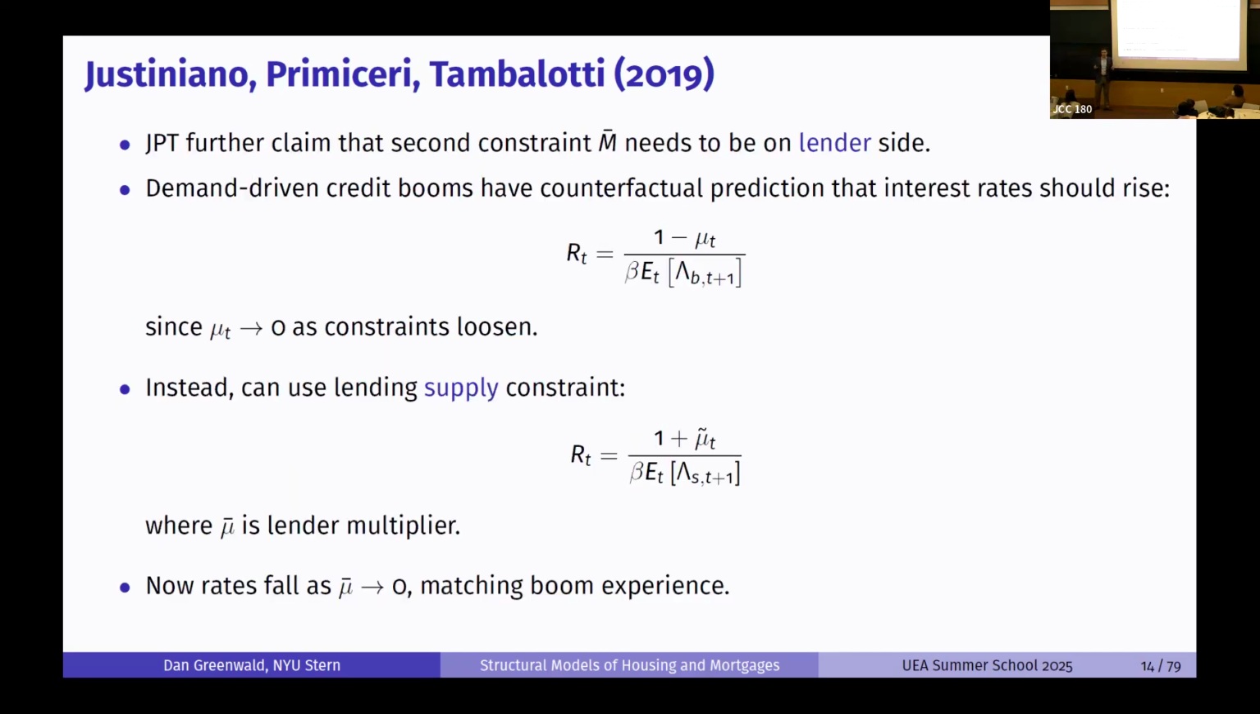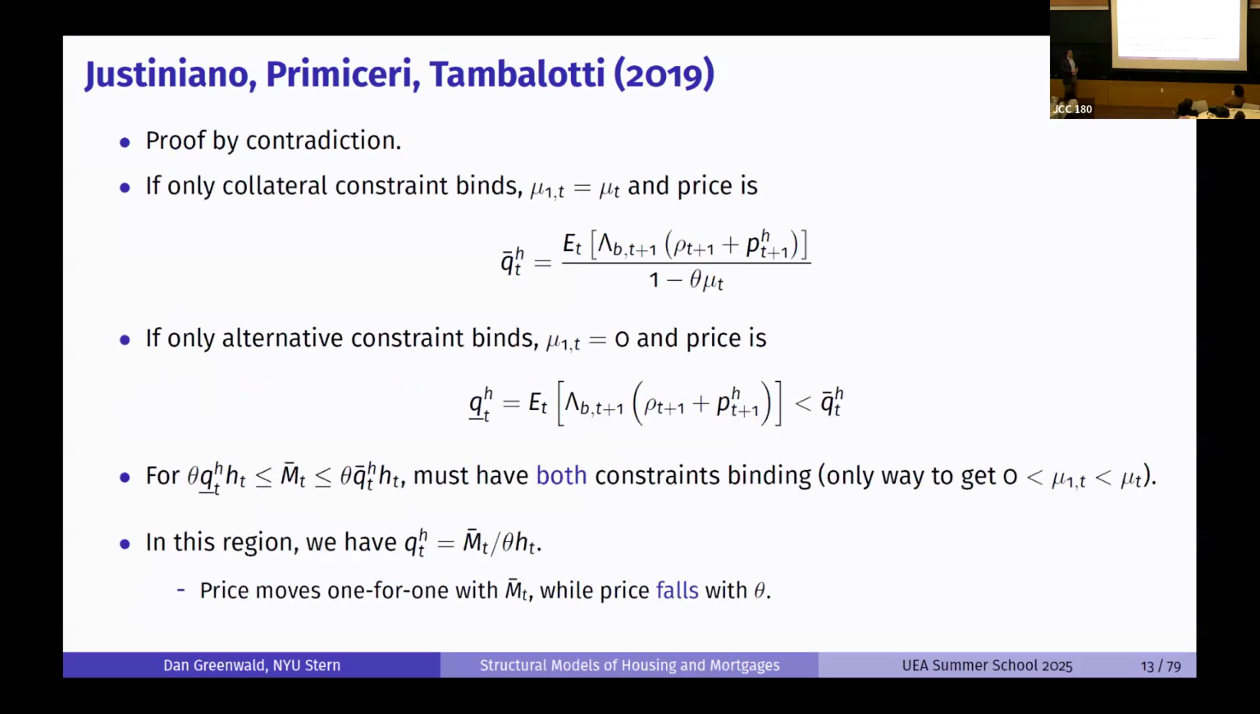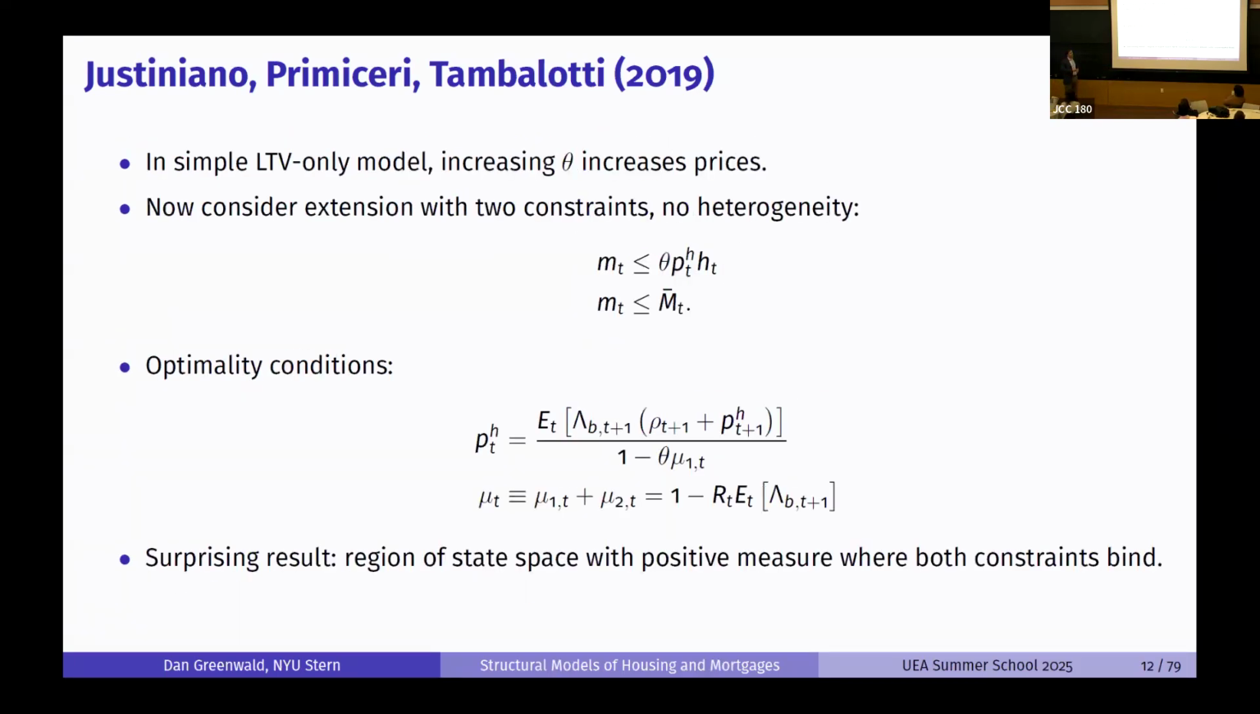All right, so then this is a very nice paper. They try to explain a lot of things at once. So what they basically are doing is, if you look at the housing boom, what you see is that prices are going up, but then interest rates are going down. So they make this claim that the second constraint needs to be on the lender side, not the borrower side. So in some sense, this constraint should be for a lender, not for a borrower.